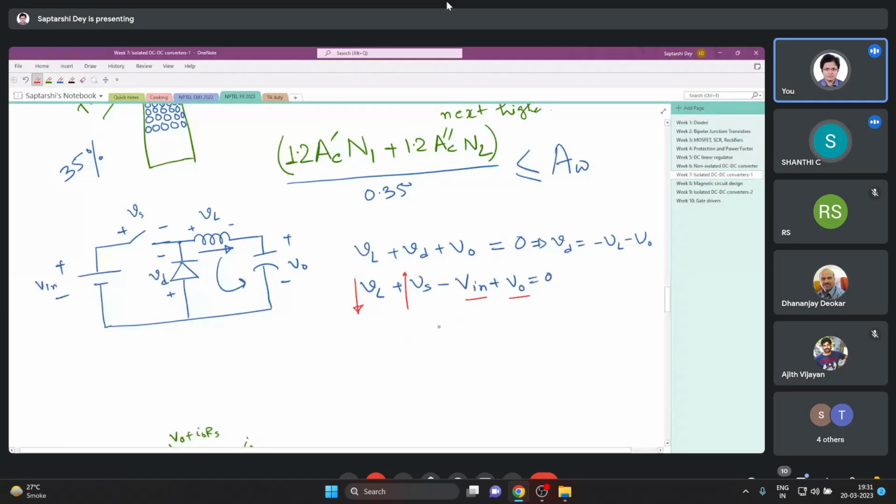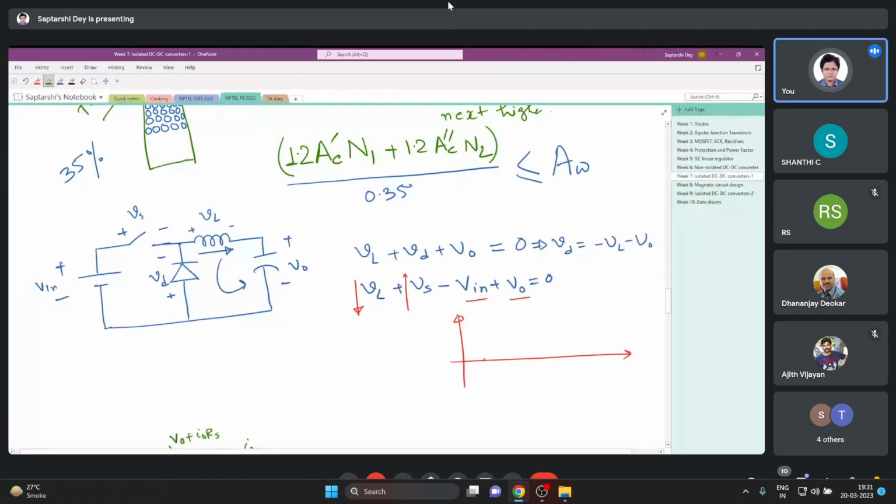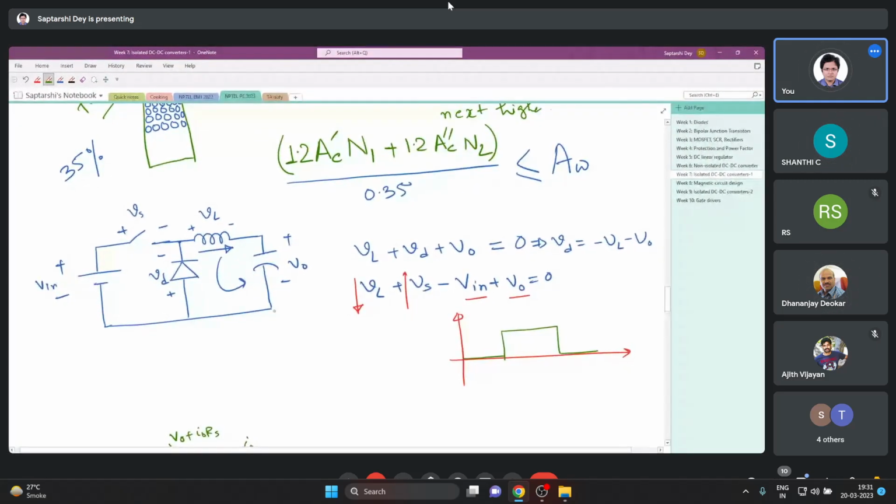In a buck converter, how do we draw the switch voltage? When the switch is closed, the voltage is like this. When the switch is open, the voltage is like this. But if you actually make a converter and look at the voltage of the switch, it actually looks like this.